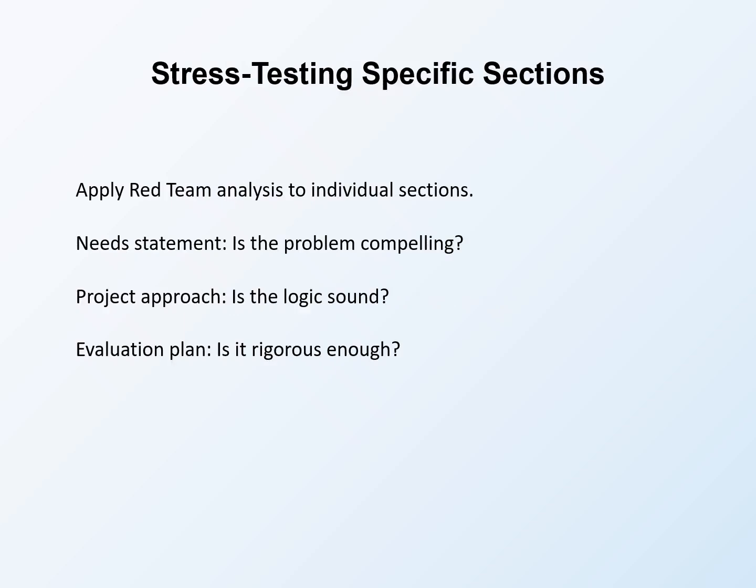Beyond full proposal review, you can apply red team analysis to stress test specific sections that you are uncertain about. For needs statements, you might prompt, review this needs statement as a skeptical reviewer. Is the problem presented compellingly? Is the evidence sufficient? Are there logical gaps in the argument? What would make a reviewer question whether this problem is significant or urgent?